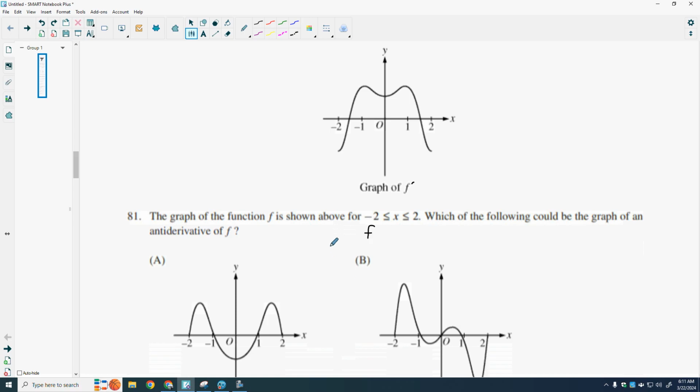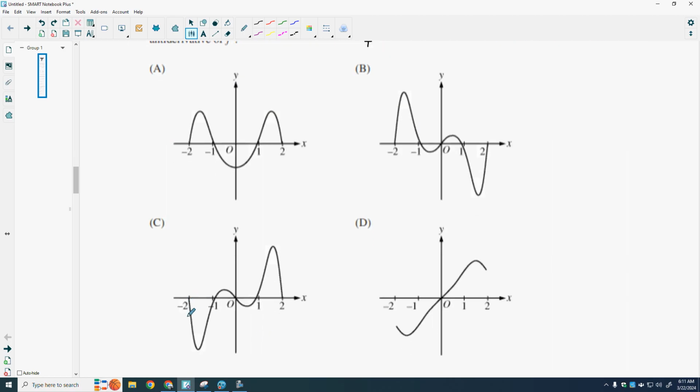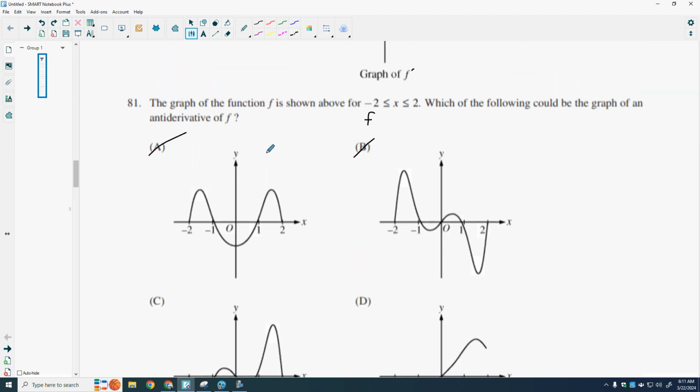We could do two ways. We could just say, well, wherever this is positive, my function's increasing, or vice versa, it needs to be decreasing from -2 to whatever that is, -1 point something. The actual graph needs to be decreasing because my derivative is negative. So this one, nope. This one, nope. This one, yep, that looks good. Decreasing from -2 to -1 point something. Okay, we have two possibilities and we have two that are out.